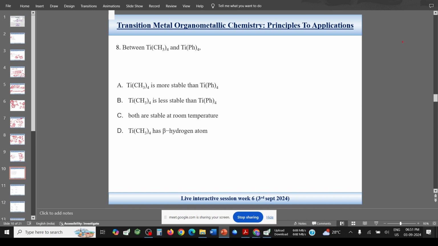Option B. Option B, sir. Yeah, so option B will be the correct answer. Why? Because in a phenyl group, back bonding is formed. Yes, very good.